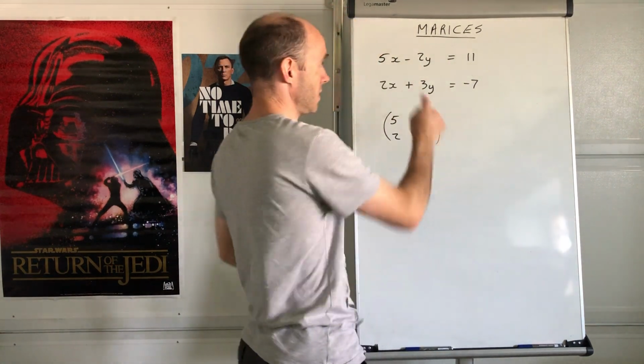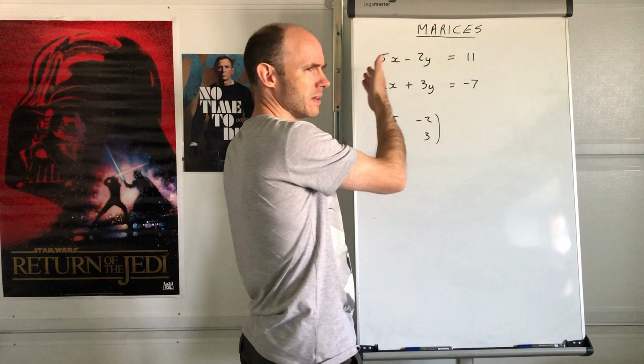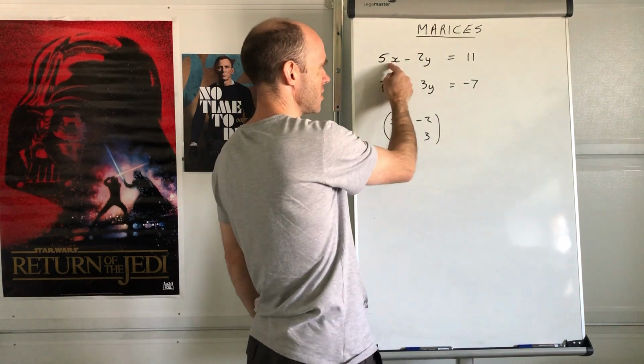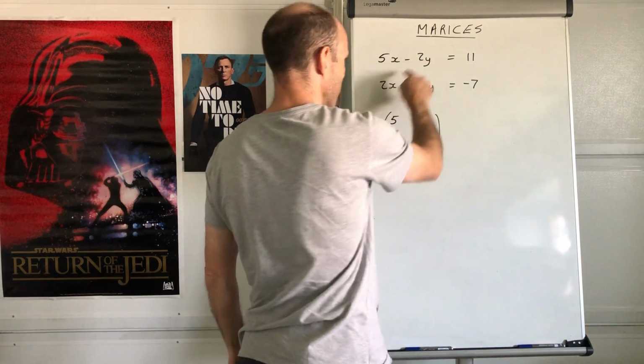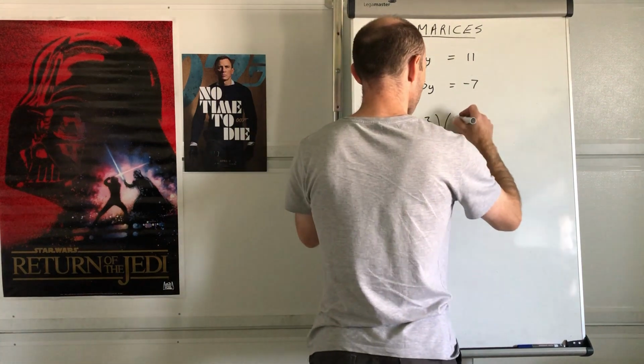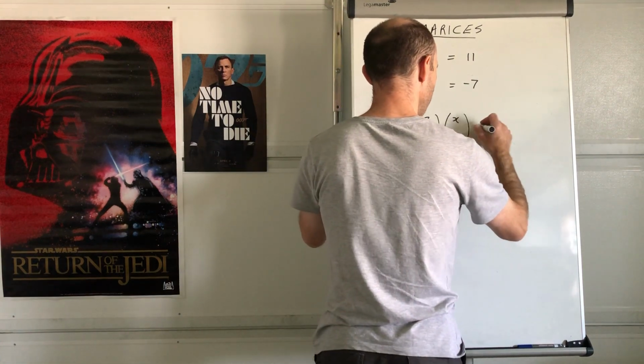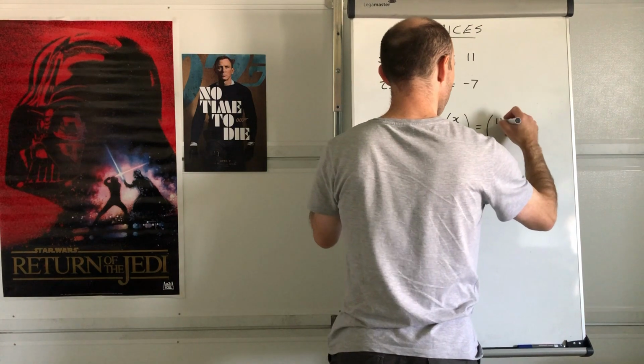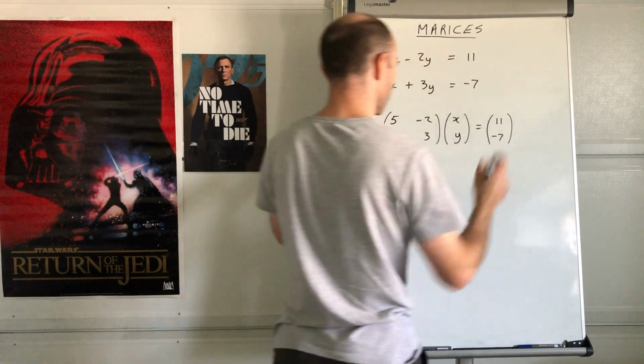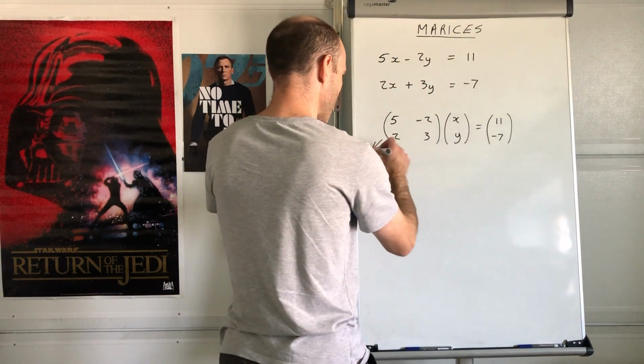Just make sure it's written in, well, in this case, alphabetical order. Okay, so the x term, the y term. Okay, so 5, negative 2, 2, 3. And then you've got xy. Okay, and then equals, and then here you write it as 11, negative 7. And then what you want to do is find the inverse of that, and we call it matrix A.